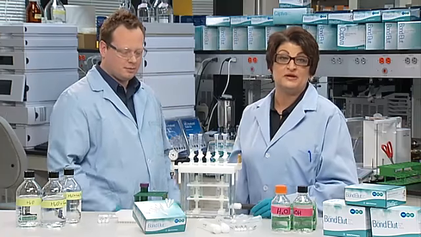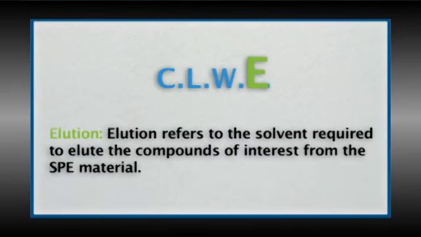The final step in CLUE, E, stands for elute. Elution refers to the solvent required to extract the compounds of interest from the SPE material. It is not uncommon to employ the use of stronger or larger volumes of solvent. It is important to keep this in mind when considering the final elution. This typically requires evaporation and a reconstitution with the solution that is suitable for LC and GC analysis.